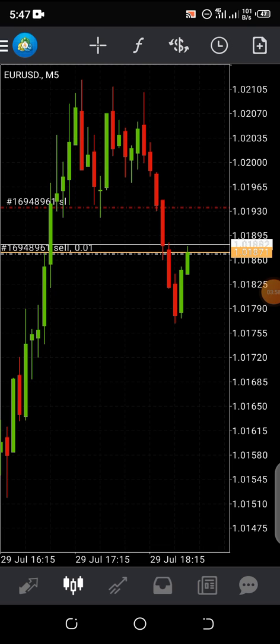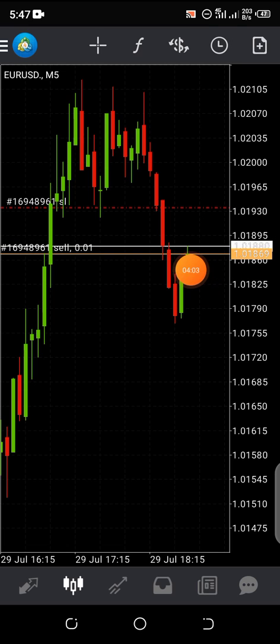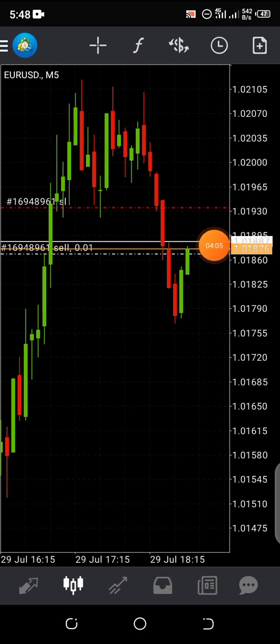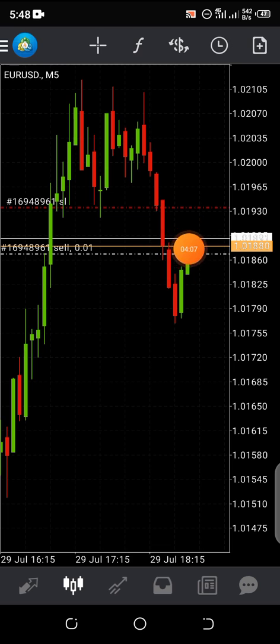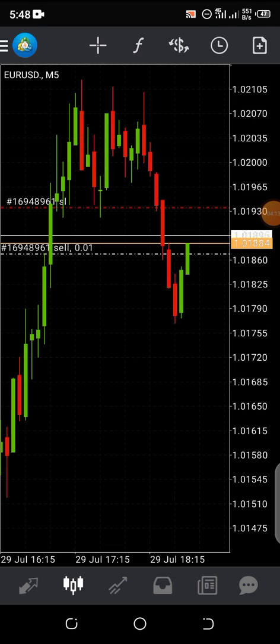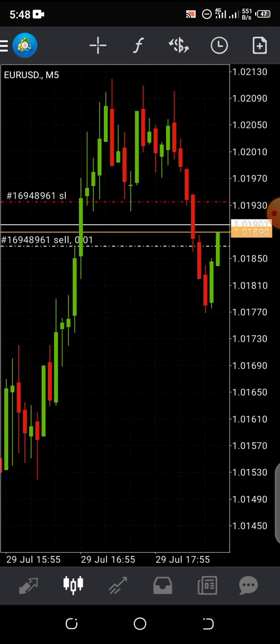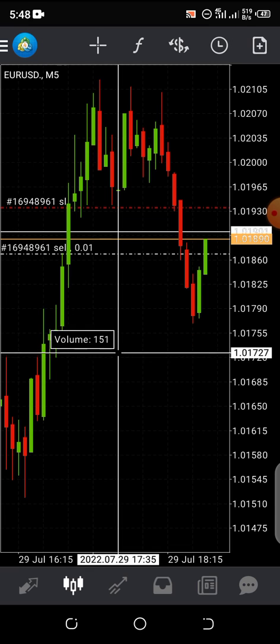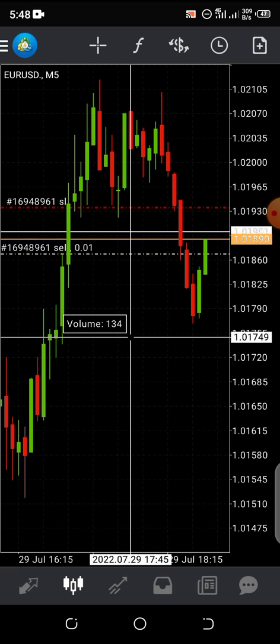Now let's say we want to also use the same pip calculation on this particular trade, telling this MT5 that if this market should drop and get to 10 pips, please take profit for me. So what would we do too? Now let's say we move this cursor to the point where we want to take our profits, at this point here, right?